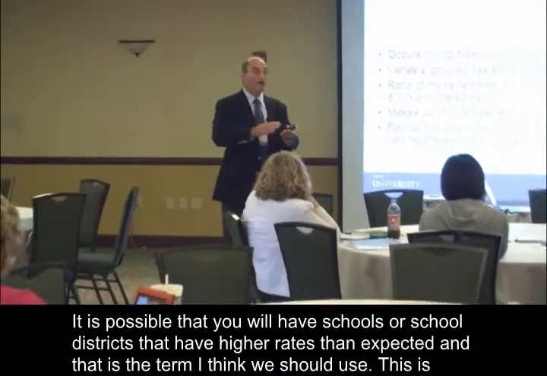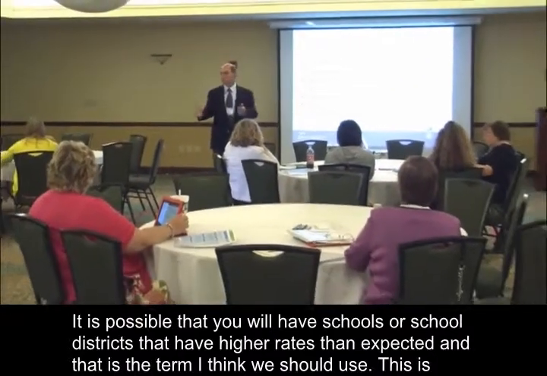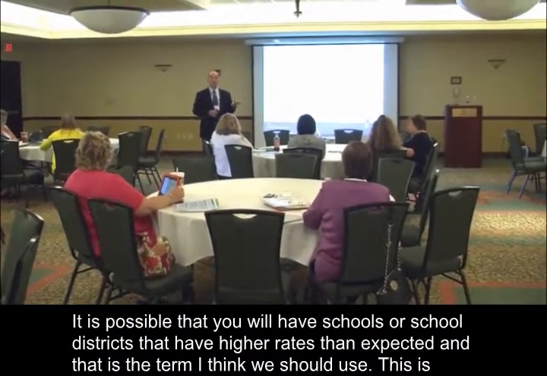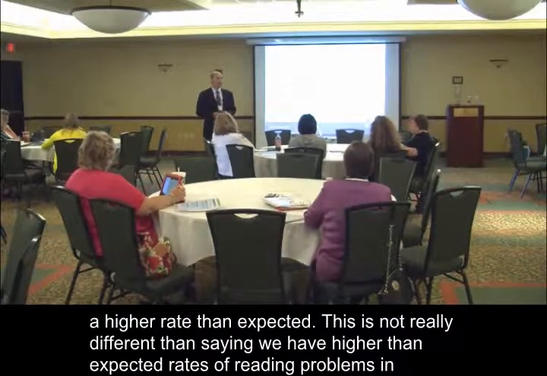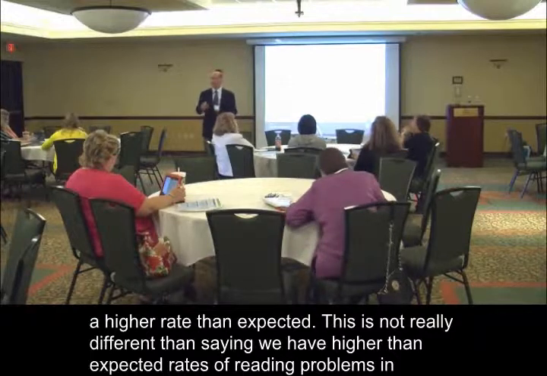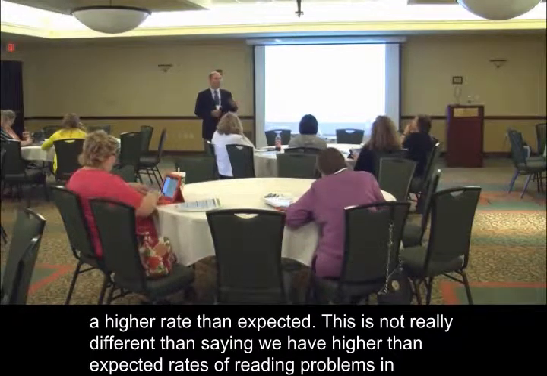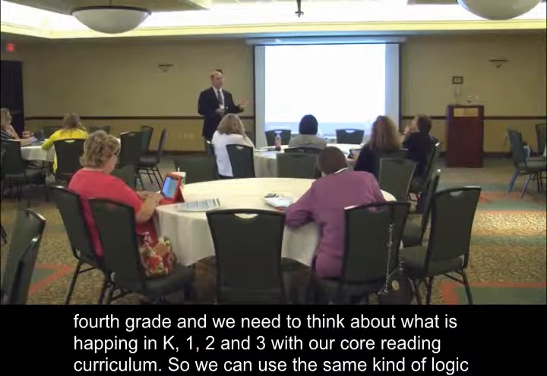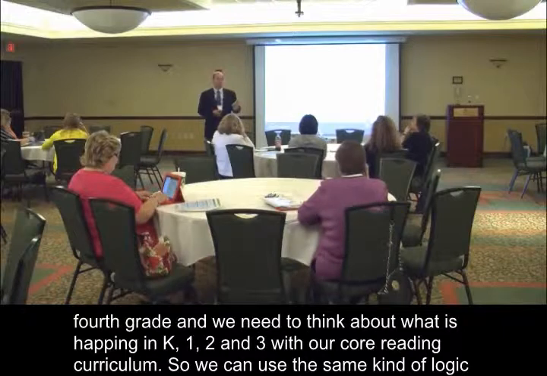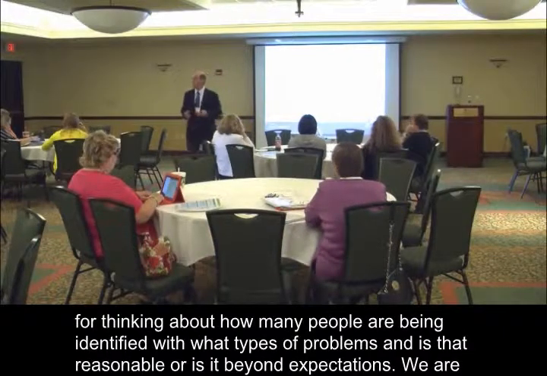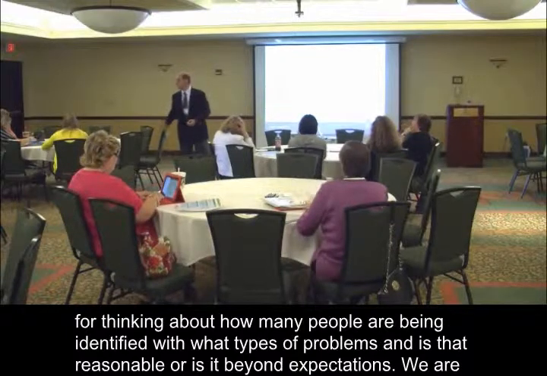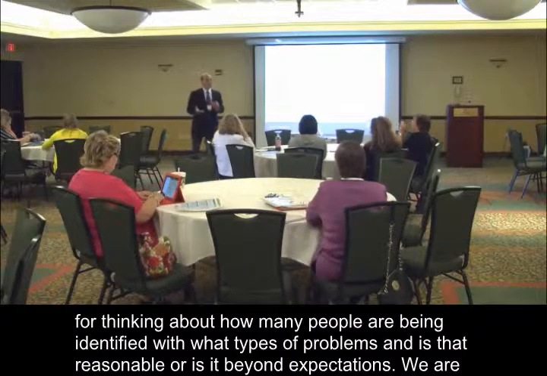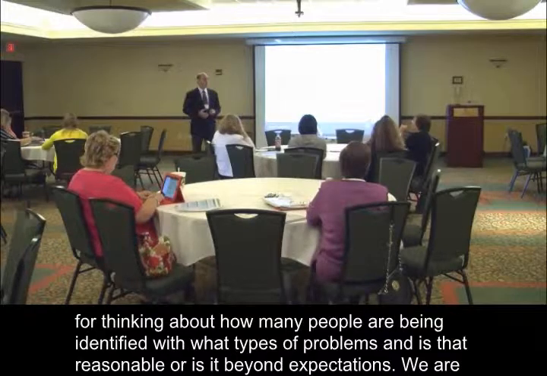So it's possible that you will have schools or school districts that have relatively higher rates than expected. And that's the term I think we should use. This is a higher rate than expected. This is not really different than saying we have higher than expected rates of reading problems in 4th grade, and we need to think about what's happening in K, 1, 2, and 3 with our core reading curriculum. So we can use the same kind of logic for thinking about how many people are being identified with what types of problems, and is that reasonable or is it beyond expectations?